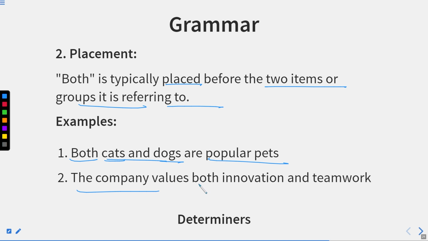The company values both innovation and teamwork. So what the company is valuing, that is innovation and teamwork. So these are two things for which we have used both. Now I cannot write this sentence like both the company will use, or the company both will use innovation and teamwork. That will ruin the sentence, or you can say that will disturb the structure of the sentence. So the correct position of both is just before the words which we are involving in these two entities.